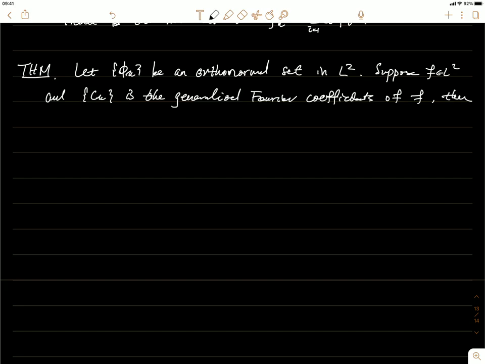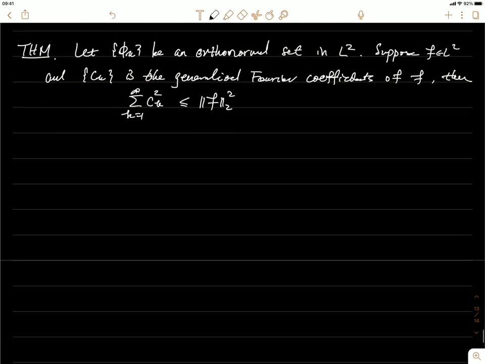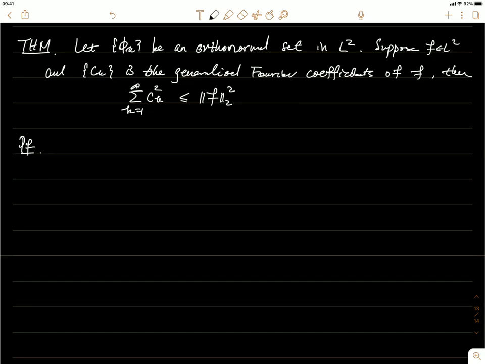You will have the following inequality: the sum of the c_k squared is less than or equal to the 2 norm squared of f. Generally, you only have this inequality. If this is a complete orthonormal set, as we showed earlier, this will be equality. So generally, how do we prove this inequality?